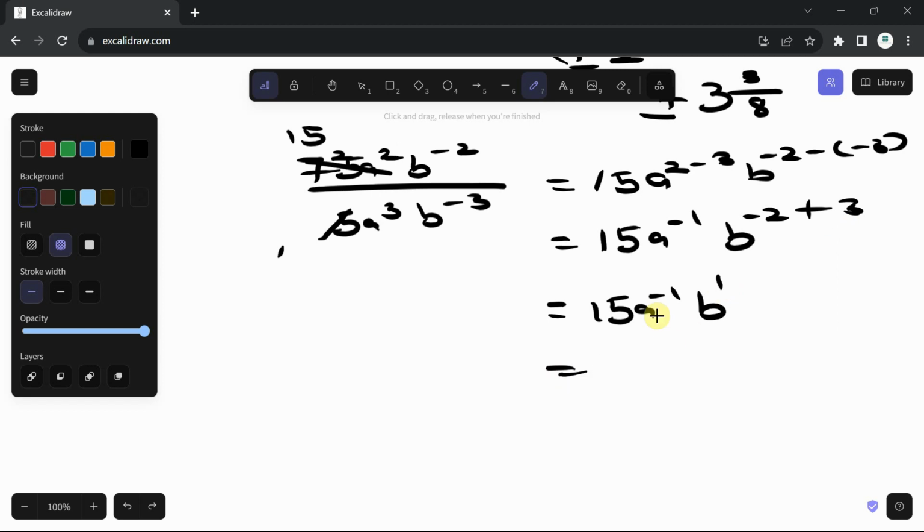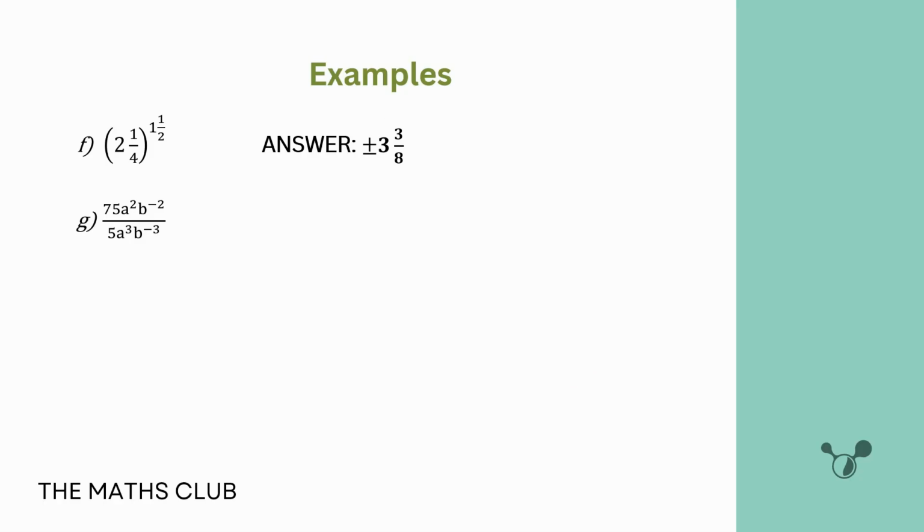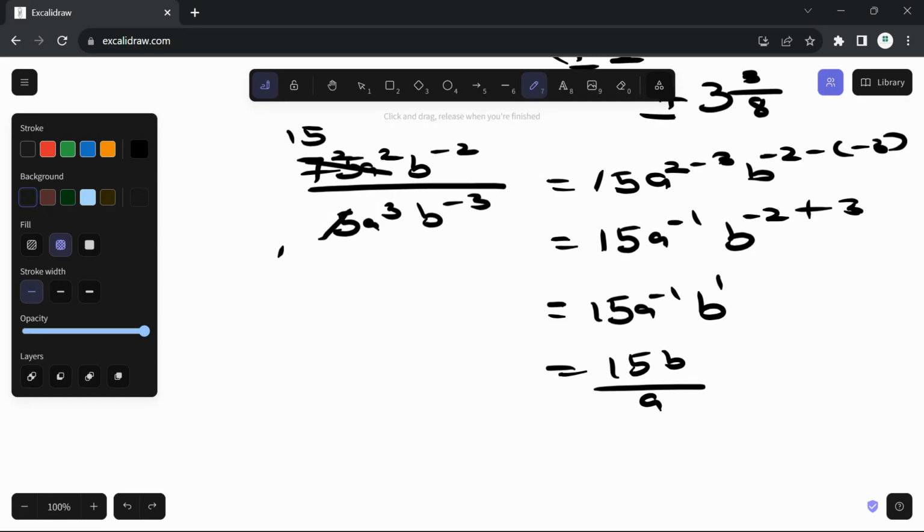So at the end of the day, you can leave it like that. You can say 15b all over a. Remember we said a raised to the power of minus 1 is the same as 1 over a. So anyway the answer leaves it, we are covered. So this is 15b all over a.